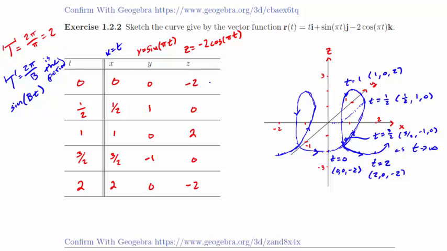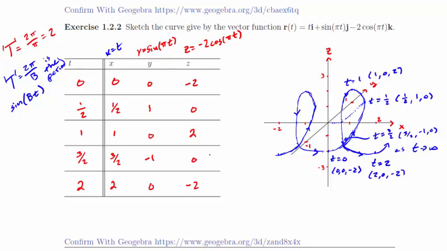My z values are given by negative 2 cosine of pi t. If I plug in 0 for t, I get negative 2 cosine of 0, which is negative 2 times 1, which is negative 2. If I plug in 1/2, I get cosine of pi times 1/2, which is 0. If I plug in 1 for t, I get cosine of pi times 1, which is negative 1. We multiply that by the negative 2 and get a positive 2.